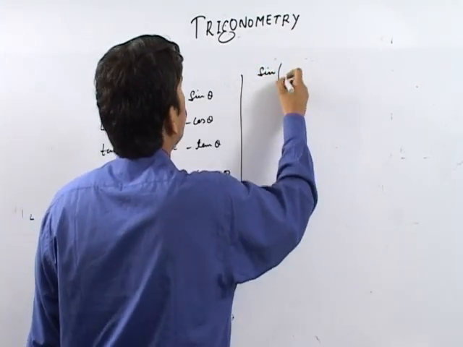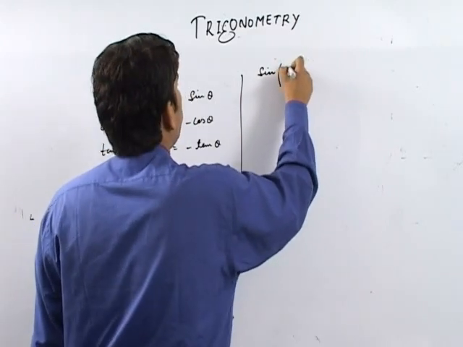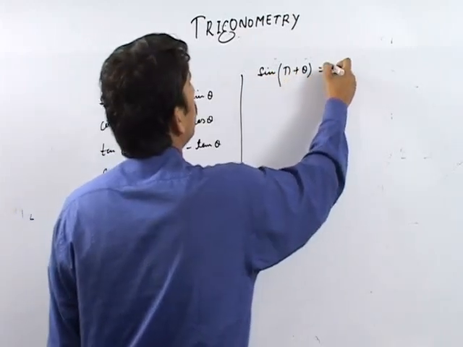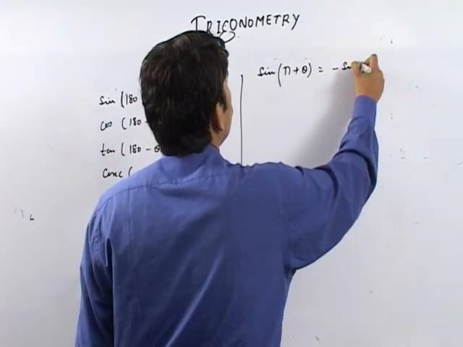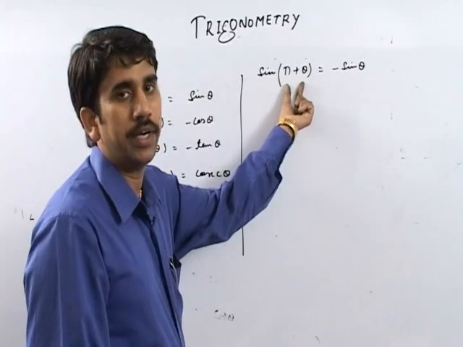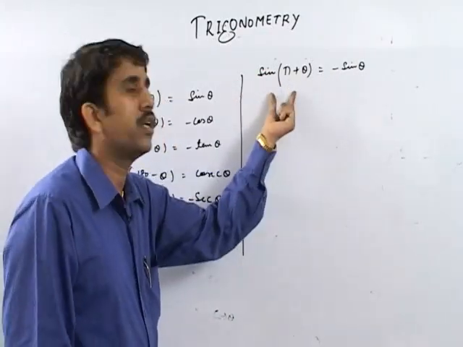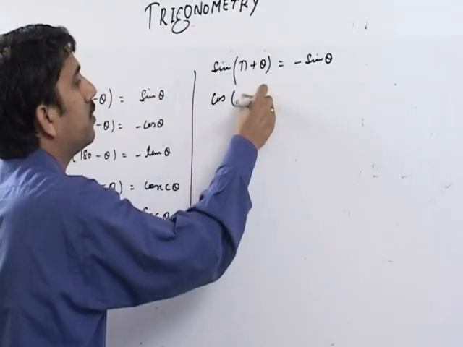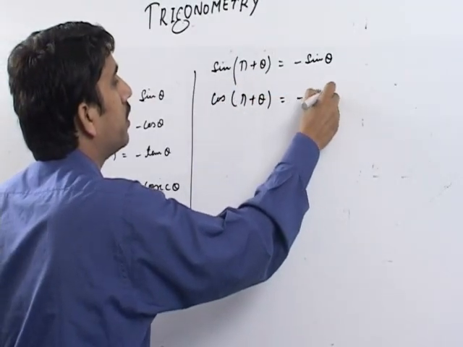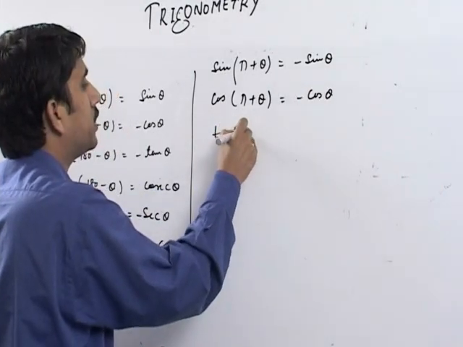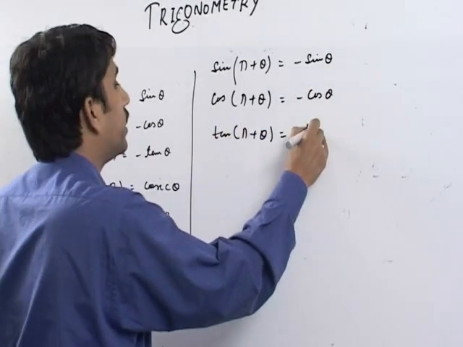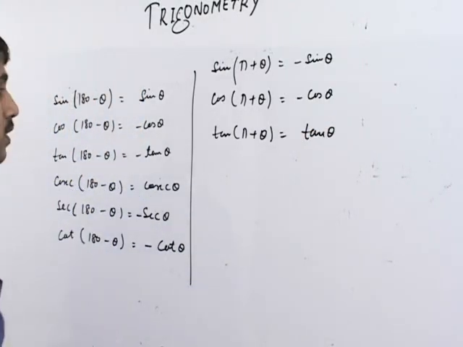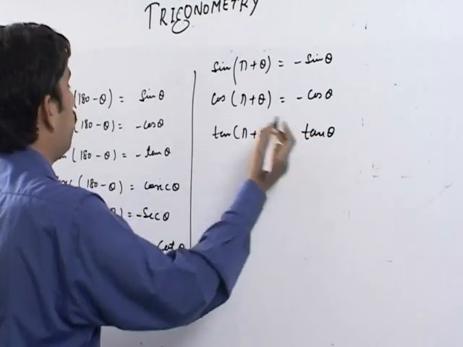that sine of pi plus theta is equal to minus sine theta. Now because pi plus theta is in the third quadrant, sine will be negative, because in the third quadrant sine is negative. Cos of pi plus theta is equal to minus cos theta, tan of pi plus theta is equal to tan theta, because tan and cot are positive in the third quadrant, that's why tan of pi plus theta is plus tan theta.